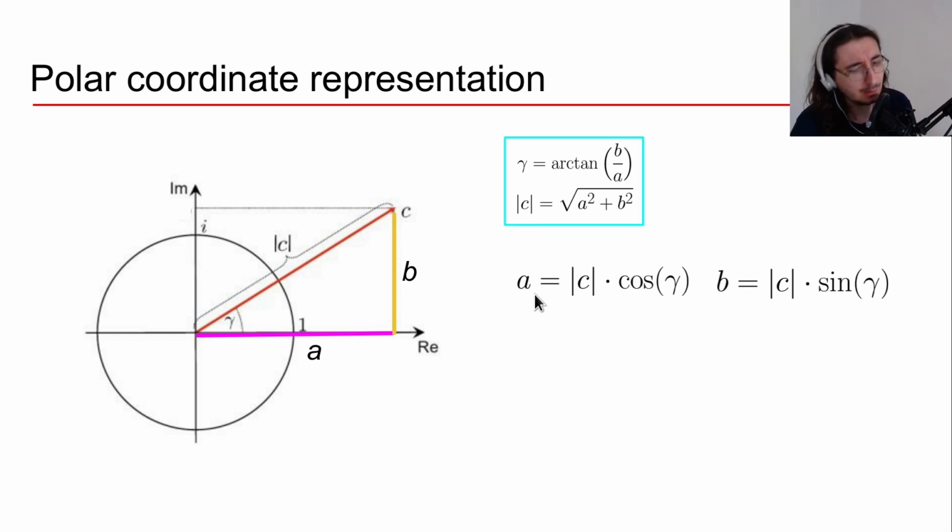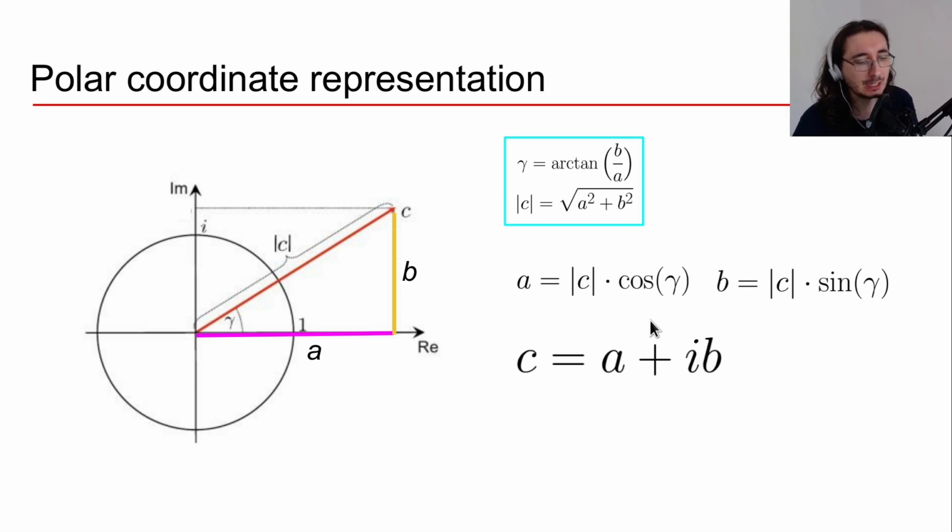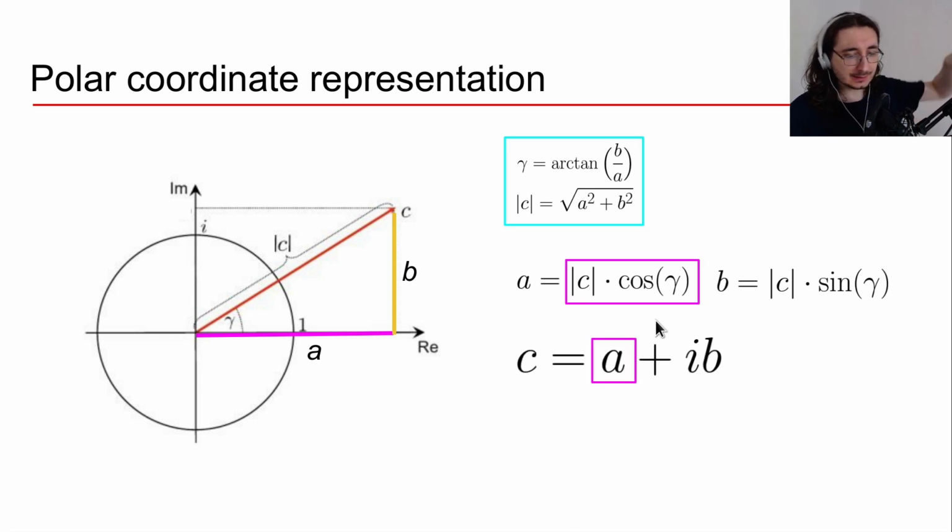And here, you see that the side A is equal to the hypotenuse, the absolute value of C, multiplied by the cosine of gamma, and it's this guy here. And then the side B is equal to the hypotenuse multiplied by the sine of gamma. Right. Now, here we have the Cartesian representation of a complex number. So what we can do next is get A and substitute A with this formula over here, because it's the same thing as we've seen, and then substitute B with this other formula here.